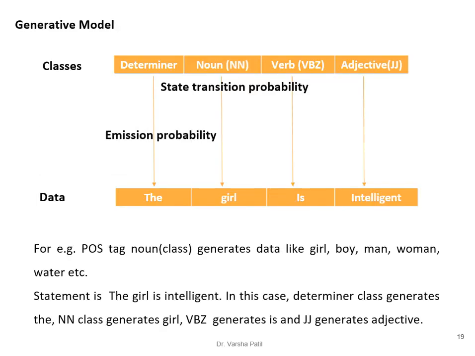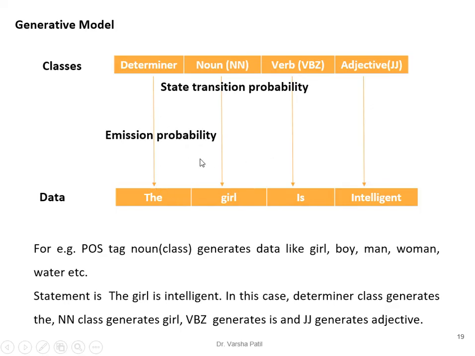For example, the statement is "the girl is intelligent." Now what is our problem? We have to assign the part of speech tag to this statement, or to every word of this statement. Here four classes are there: determiner class, noun class, verb class and adjective class. These classes are generating this data: "the girl is intelligent."